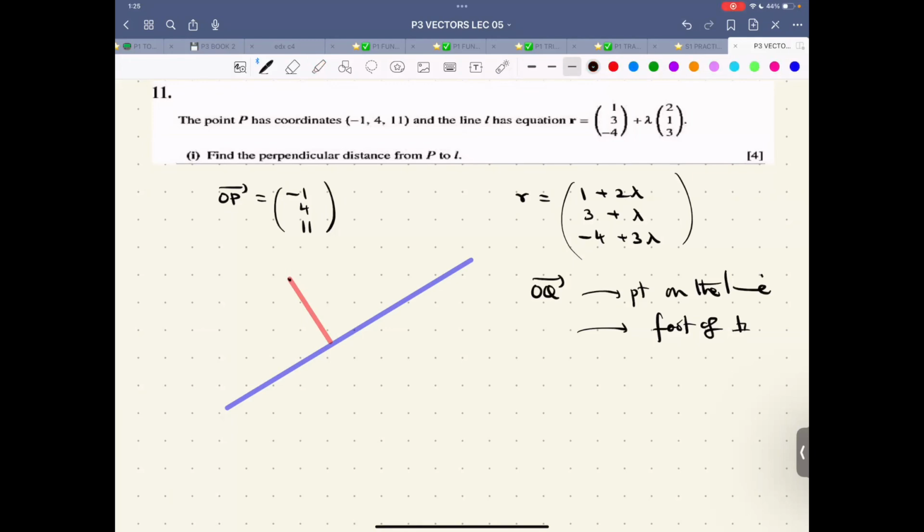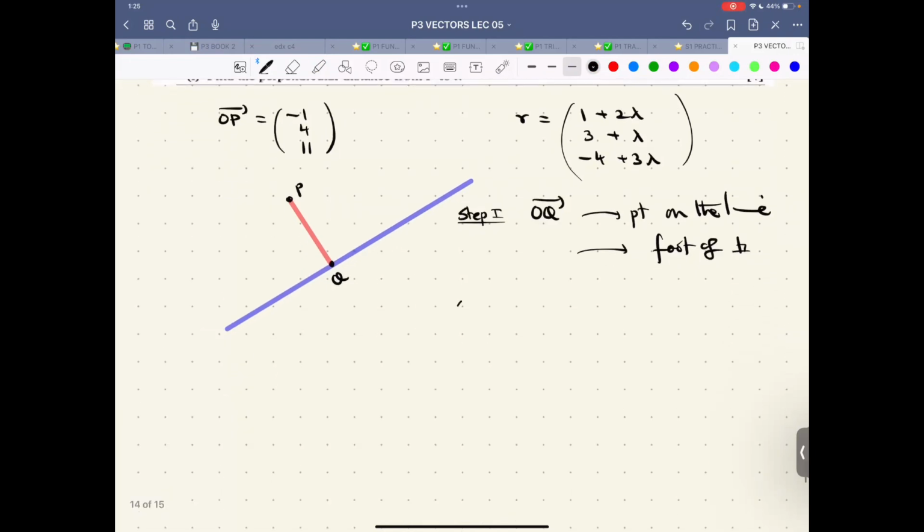And let's say this is the point P. This is the point Q. And that is step number 1. That is OQ. Step number 2. That is PQ. You can find PQ, you can find QP.